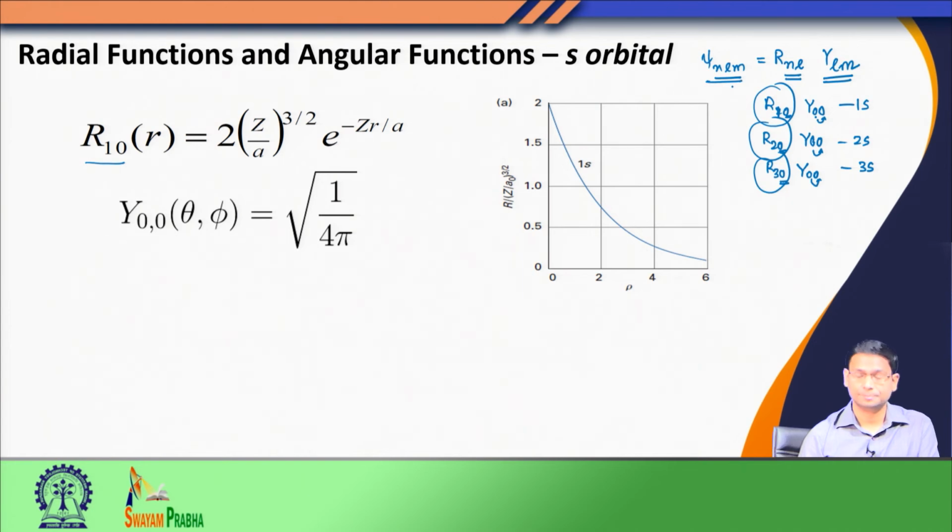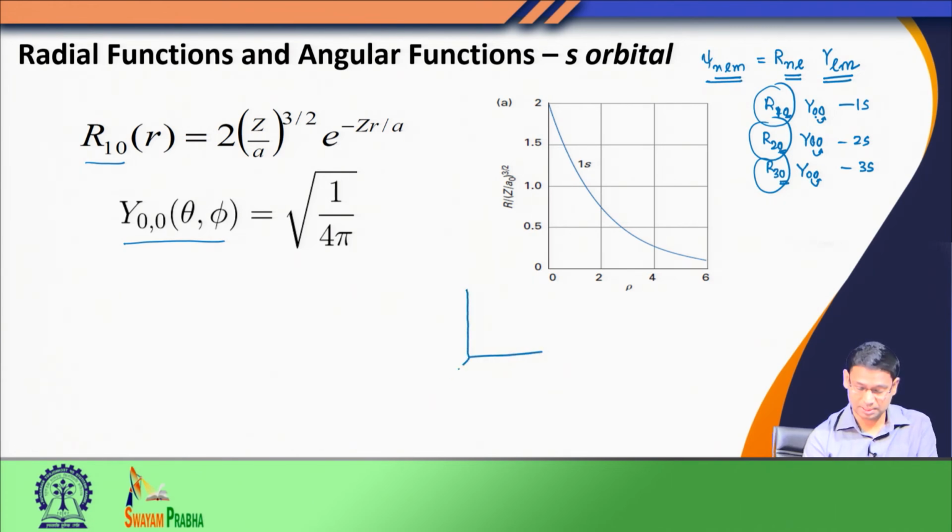Now, let us look at the s type of orbital. The angular component of the s orbital is actually independent of theta or phi. If you recall, we discussed that this function Y 0 0 is constant throughout the theta and phi space.